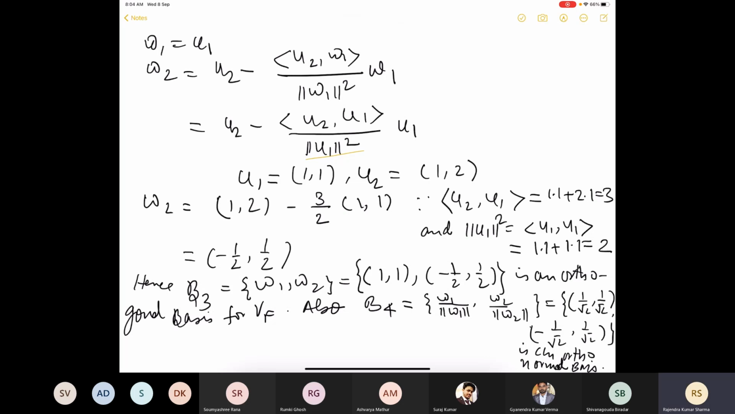Once you have an orthogonal basis, you can also obtain an orthonormal basis. To get an orthonormal basis, what you have to do is just divide every vector of the basis by its norm respectively. So you get an orthonormal basis, and we call this B4. So the orthonormal basis turned out to be (1 by root 2, 1 by root 2) and (minus 1 by root 2, 1 by root 2).